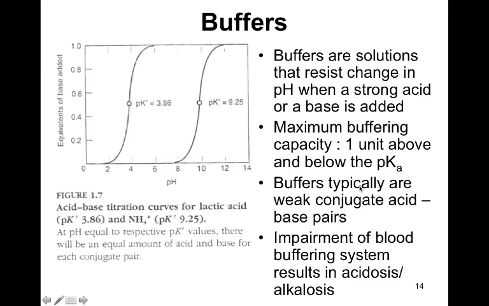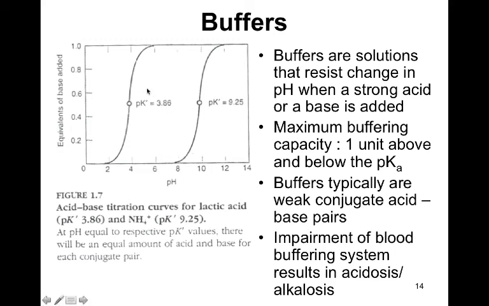Now typically the buffering capacity is 1 unit above and below the pKa. To effectively maintain a pH range, a buffer must consist of a weak conjugate acid-base pair, meaning either a weak acid and its conjugate base or a weak base and its conjugate acid. The use of one or the other will simply depend upon the desired pH when preparing the buffer.